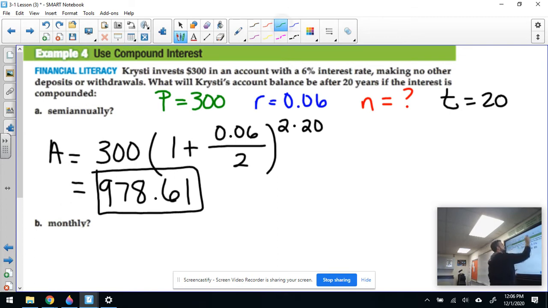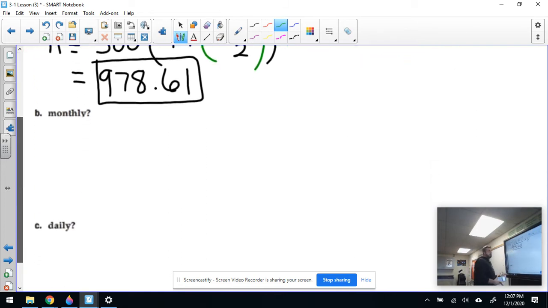If you're unsure of how I got that number, make sure that you do this part in parentheses. That's very important. I would do this part in parentheses on your calculator so you get the correct answer. So if this was compounded twice in a year, which is not normal for one of these, most of the time it's quarterly, but if you think of it semi-annually, there'd be $978 after 20 years. So it went from 300 to 978. Pretty good, right?